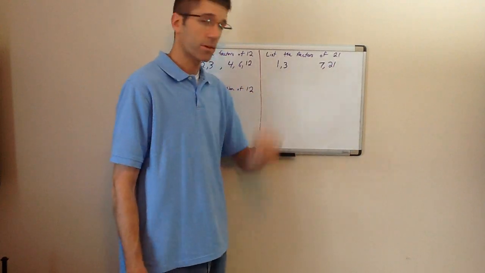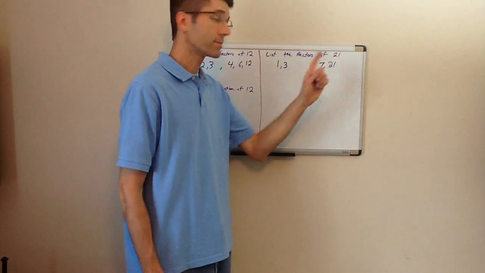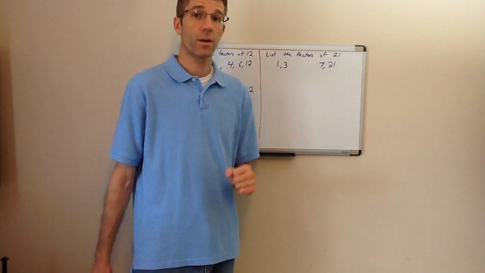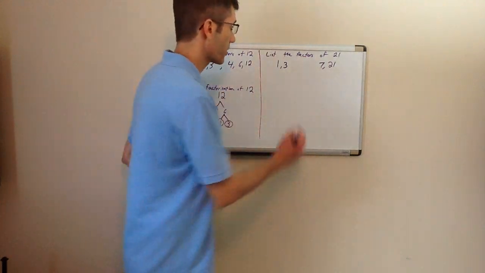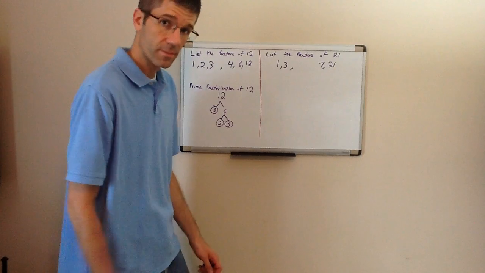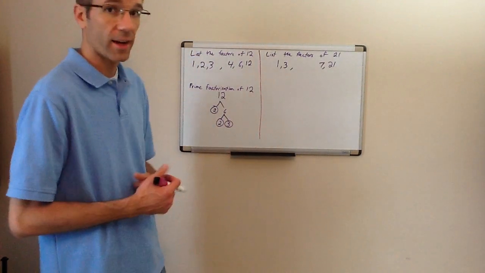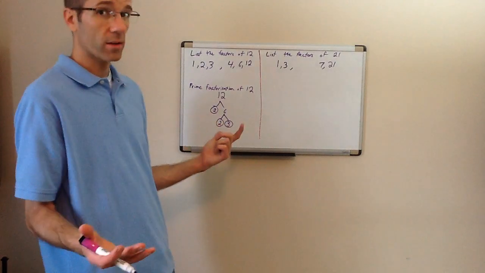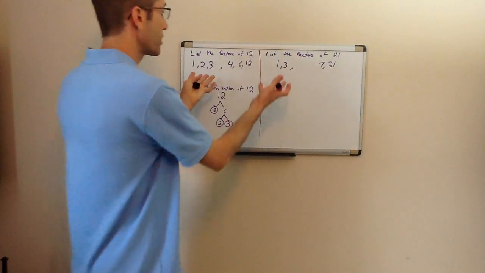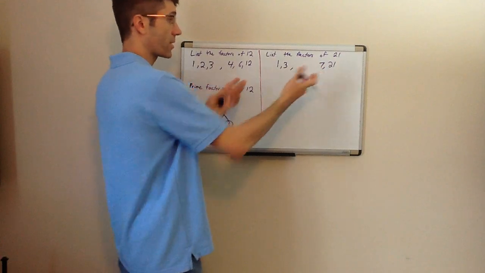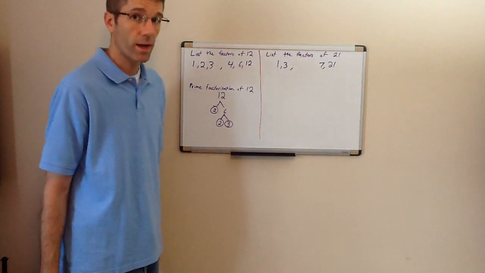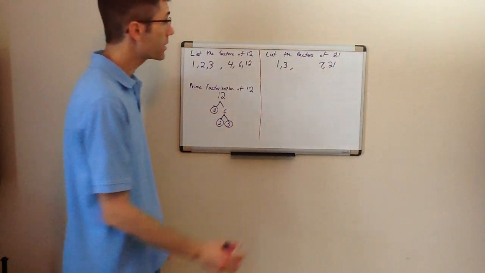5 does not go into 21. 6 looks like it would, but does not go into 21. 7 is already on our list. That's it. You can probably look at it right now and tell what the greatest common factor is. I think it's fairly obvious if we look at these two lists and find the largest thing that they have in common. I won't blurt out the answer, but it's kind of staring you in the face.